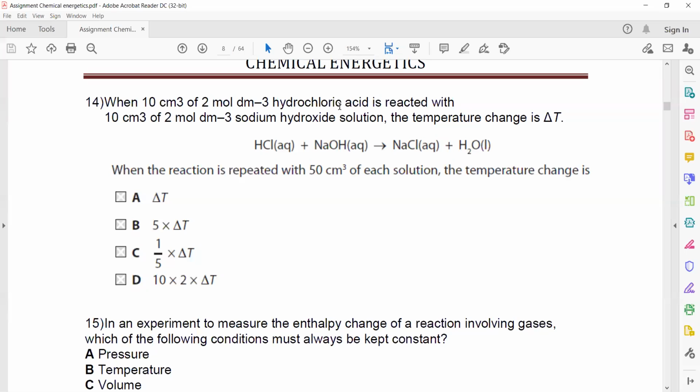In this question, when 10 cm cube of 2 mole per dm cube hydrochloric acid reacted with 10 cm cube of 2 mole per dm cube sodium hydroxide, the temperature change is delta T. The experiment was repeated using 50 cm cube of each solution. What will be the temperature change?